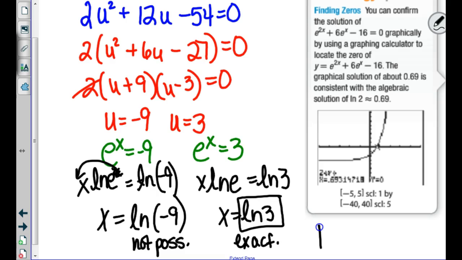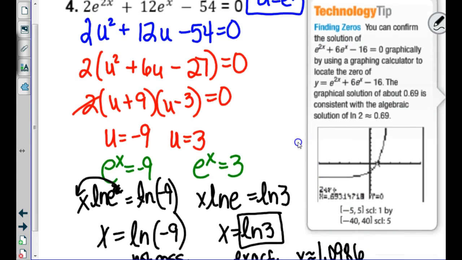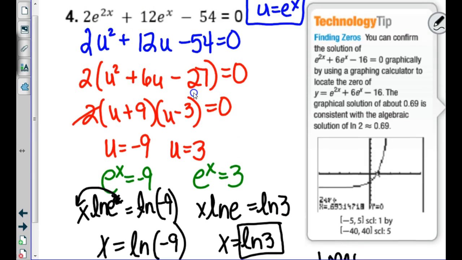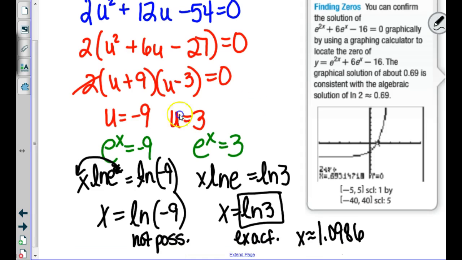1.0986, or 1.10. I think it says to the nearest hundredth on the actual quiz, but you could have found that answer right there by graphing, okay? But you won't get the exact answer, so you won't get the concept right if you can't factor. All right, I know they're miserable, but you got to practice them.